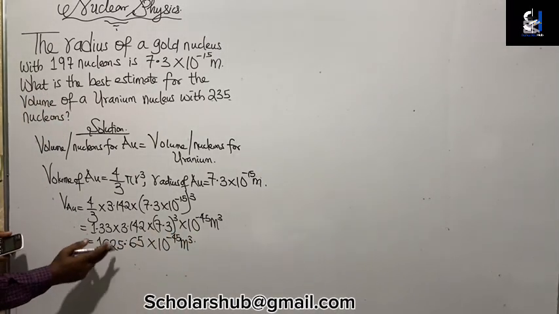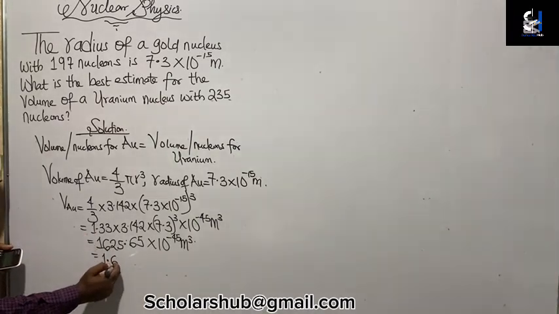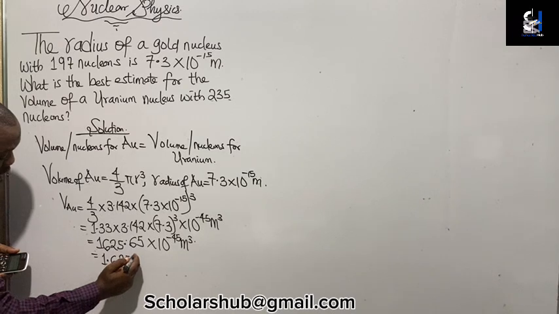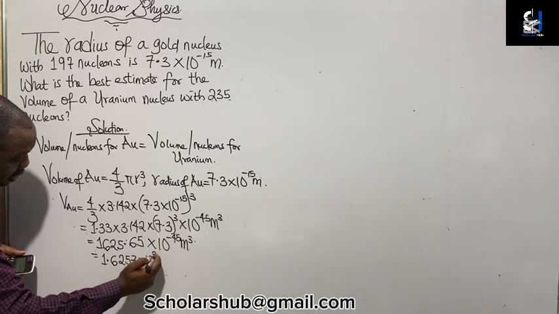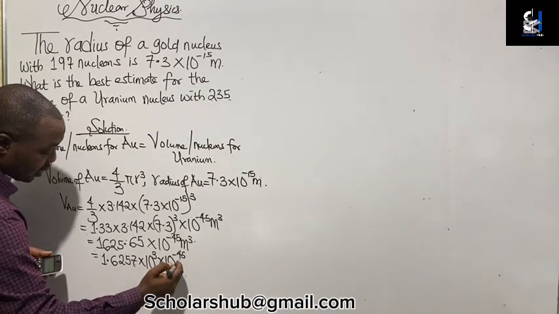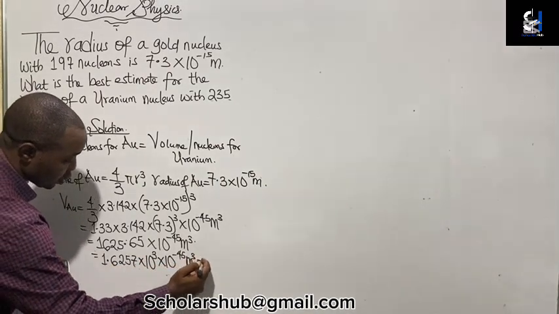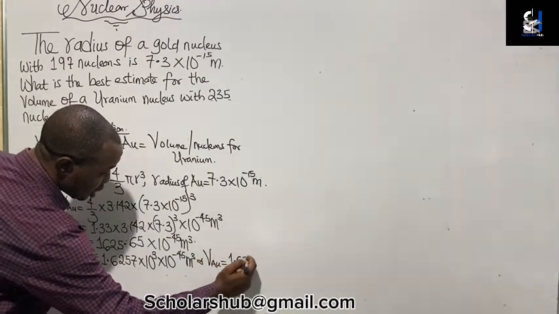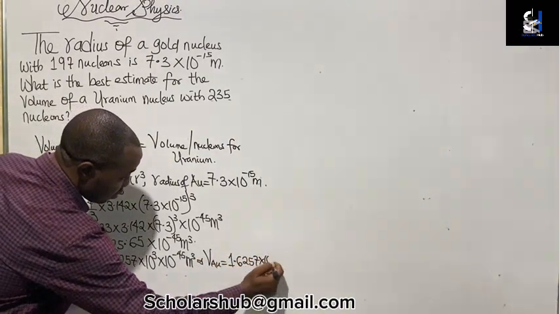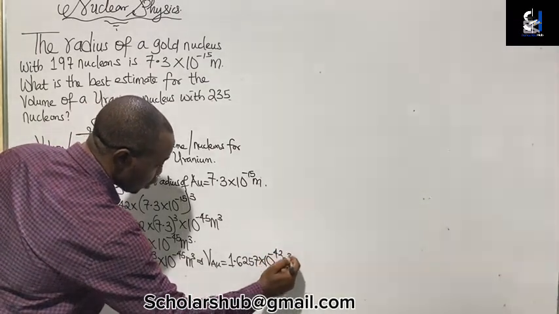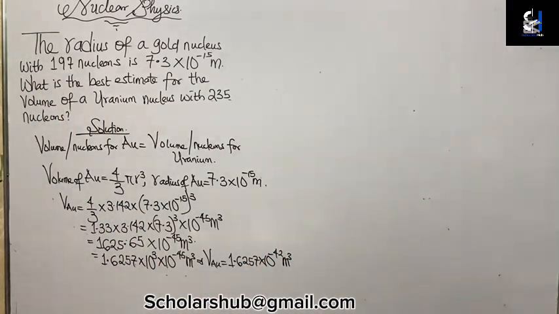We can approximate this by moving the decimal point: 1.6257 multiplied by 10 raised to the power of 3, multiplied by 10 raised to the power of negative 45, in cubic meters. So the volume of gold will be 1.6257 multiplied by 10 raised to the power of negative 42 cubic meters. So that's the volume of gold.